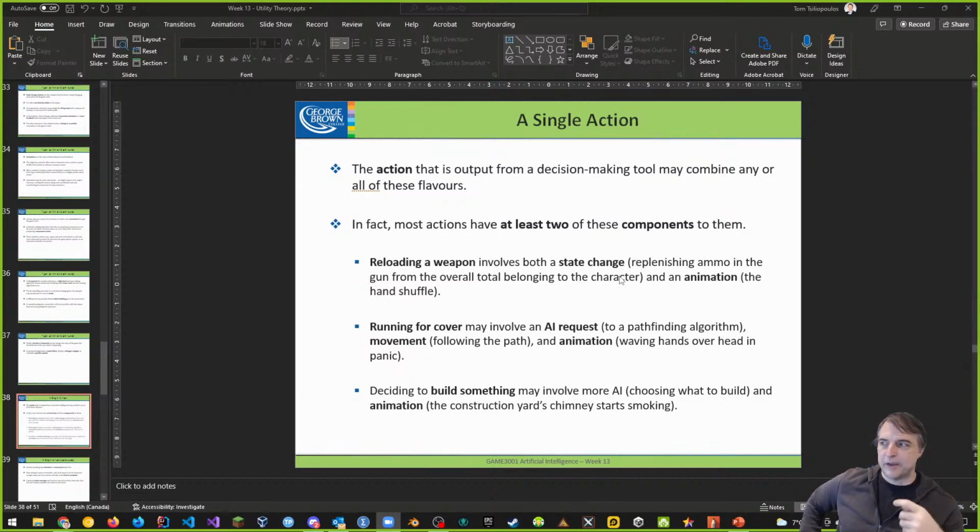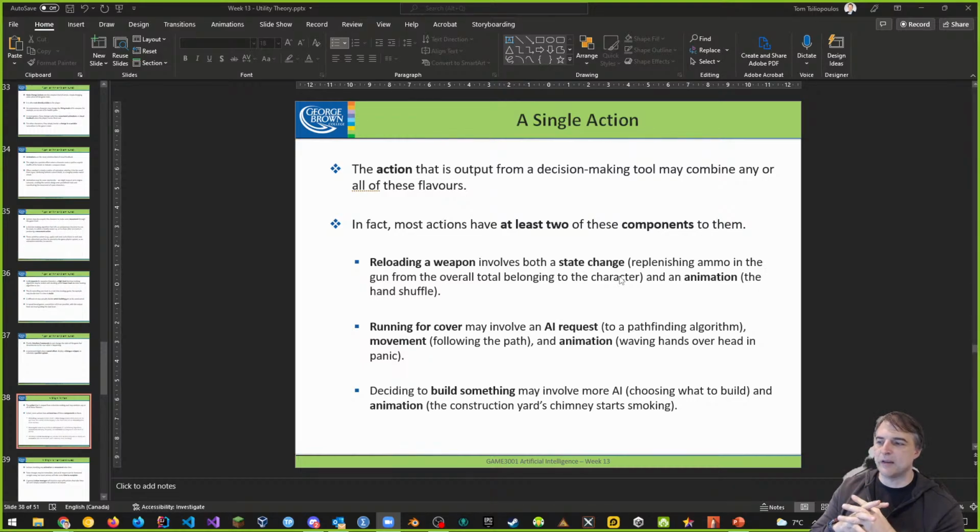And the animation, the hand shuffle, to show you that they're doing that. But really, the reloading of a weapon can take multiple little AI actions that are in the background. Running for cover might involve things like an AI request to the pathfinding algorithm. So I'm passing off my request from where I am now to go do pathfinding. It could be a function. Go run this function, as an example. And then movement, do some path following. Or some animation, wave the hands over the head in panic, whatever it's going to be.